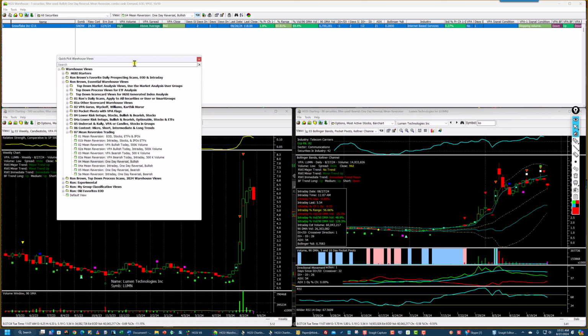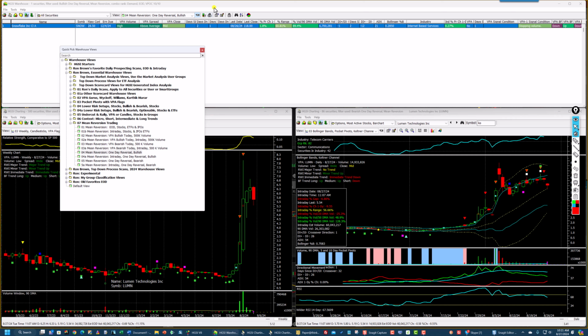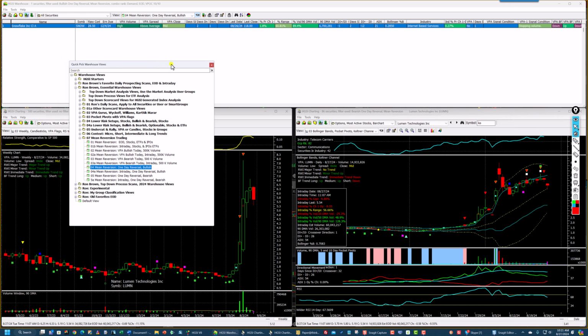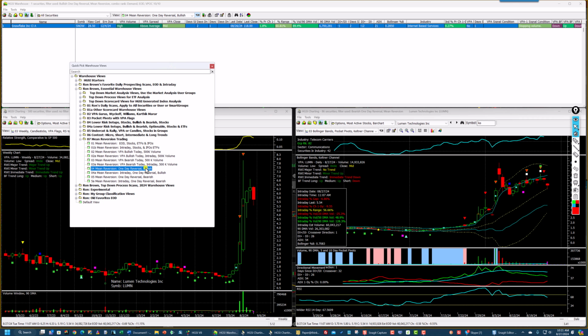Okay, I'm in my warehouse view with a couple of charts, and here's my quick pick menu. What I've added are the mean reversion, one-day reversals, bullish and bearish. Now, everything is pretty bullish right now, so not much is coming up in the one-day reversal because a lot of these stocks are extended, but Snowflake is a stock that showed up today.